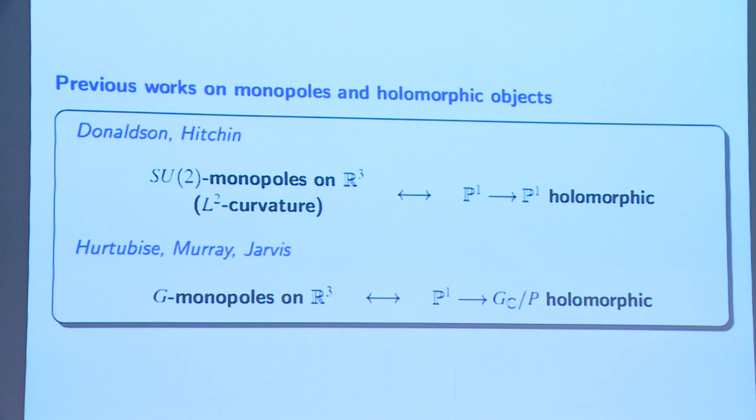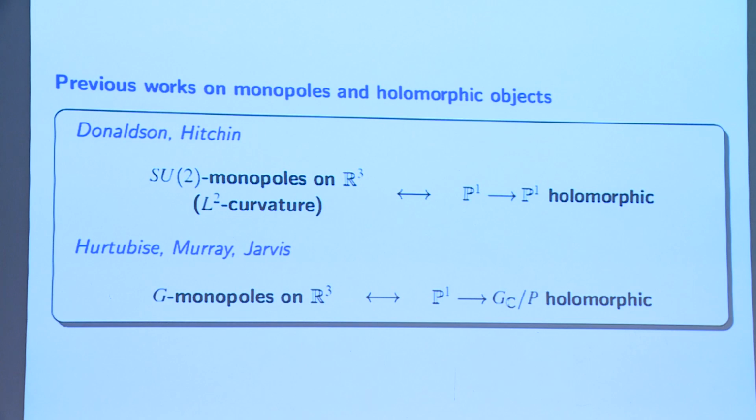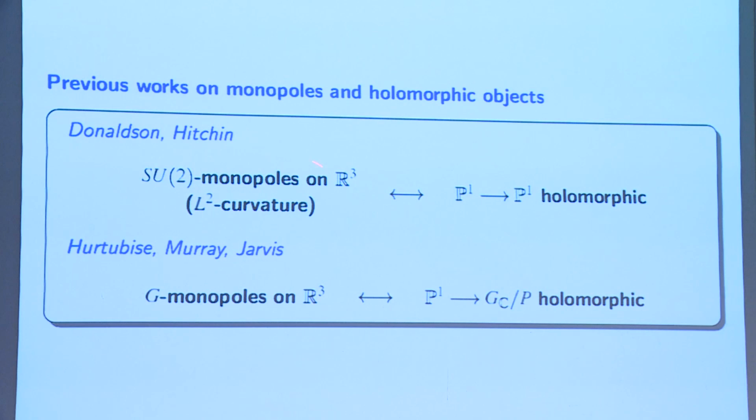I should mention previous work about the classification of monopoles in terms of holomorphic objects. There are many beautiful works on this. The most classical is the work of Donaldson and Hitchin. They obtained an equivalence between SU(2) monopoles on R3 with L2 curvature and holomorphic maps from P1 to P1. More precisely, Hitchin established that the Nahm transformation induces an equivalence between SU(2) monopoles on R3 and solutions of the Nahm equation on intervals, and Donaldson proved an equivalence between solutions of the Nahm equation on intervals and holomorphic maps from P1 to P1. As a composition of these very interesting equivalences, they obtained this equivalence. Later, Hurtubise gave a more direct approach to obtain this equivalence.